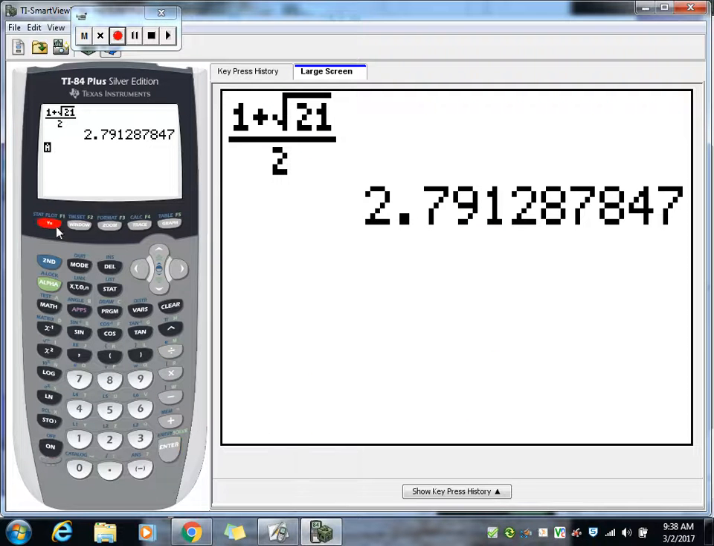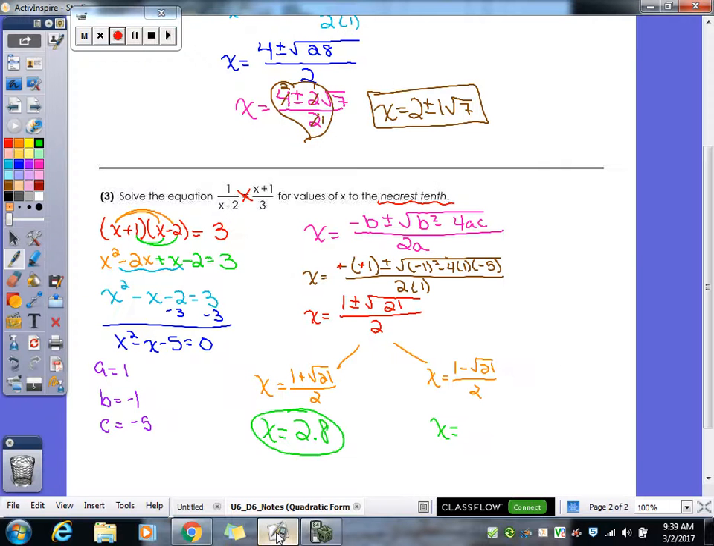So again, alpha y equals, so 1 minus the square root of 21 over 2. Go ahead, type it in. Practice typing it in. Yep, -1.8. Here's our other answer. So I think when they ask for the nearest tenth, it actually is a little easier when you're using your quadratic formula.